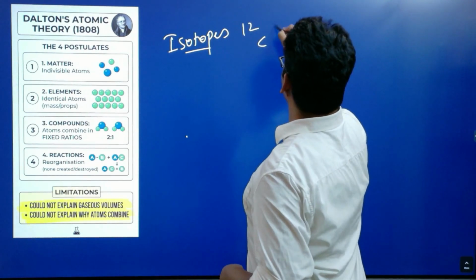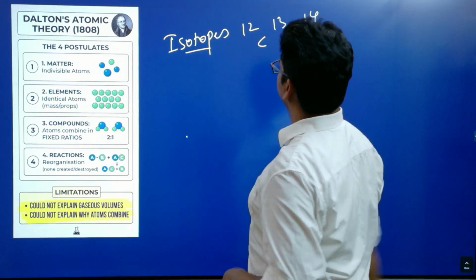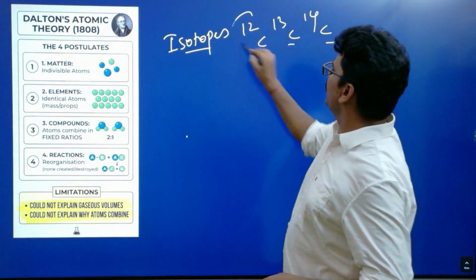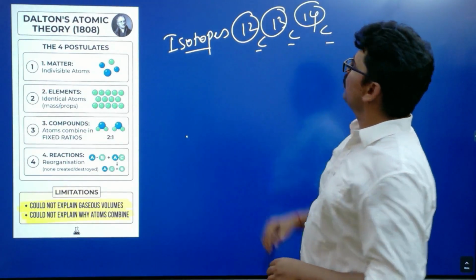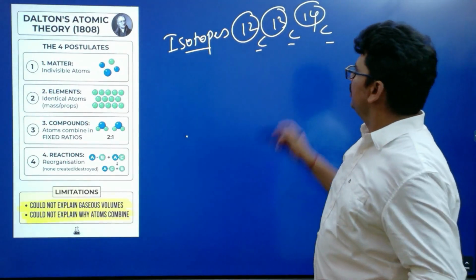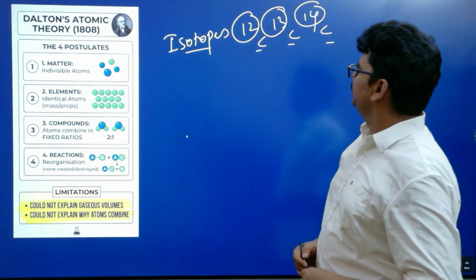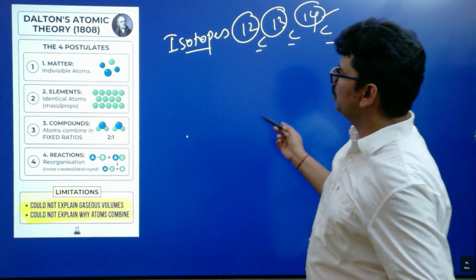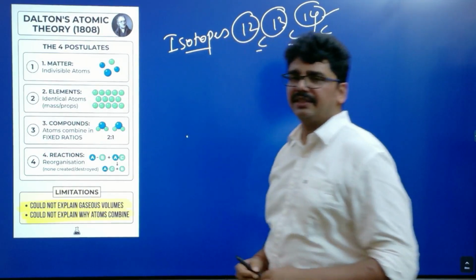Carbon-12, carbon-13, carbon-14 are 3 isotopes. All are the same element, carbon, but their atomic mass is different. The element is the same, the atoms are the same, but their masses are different. So isotopes are an exception to the second postulate.